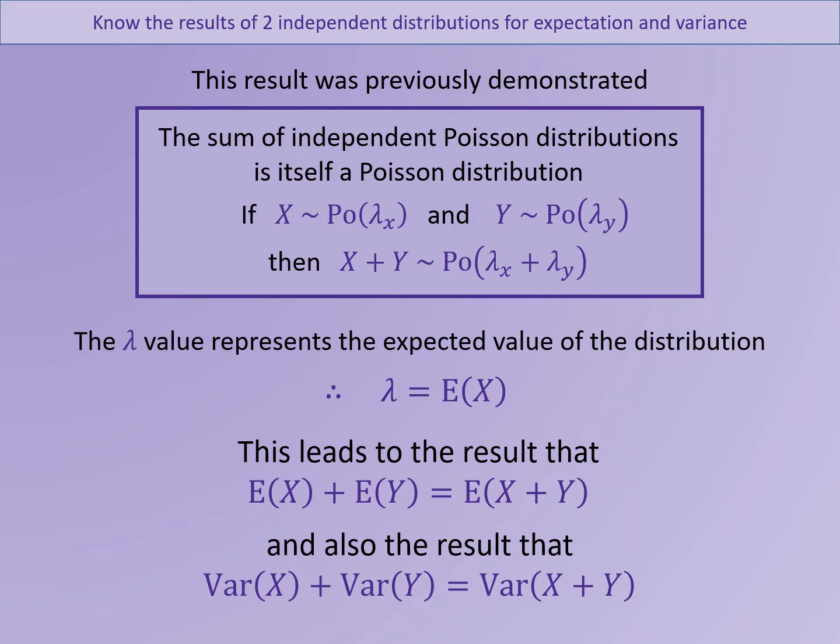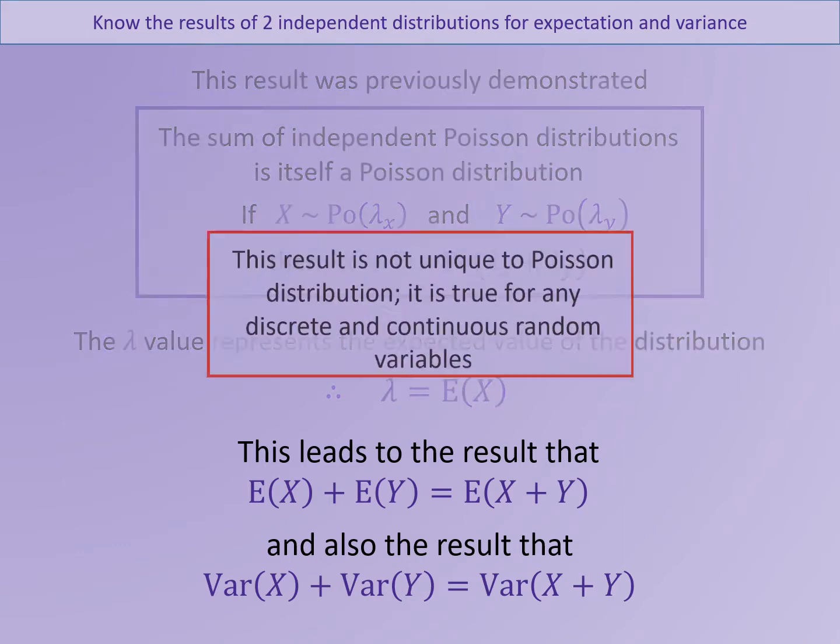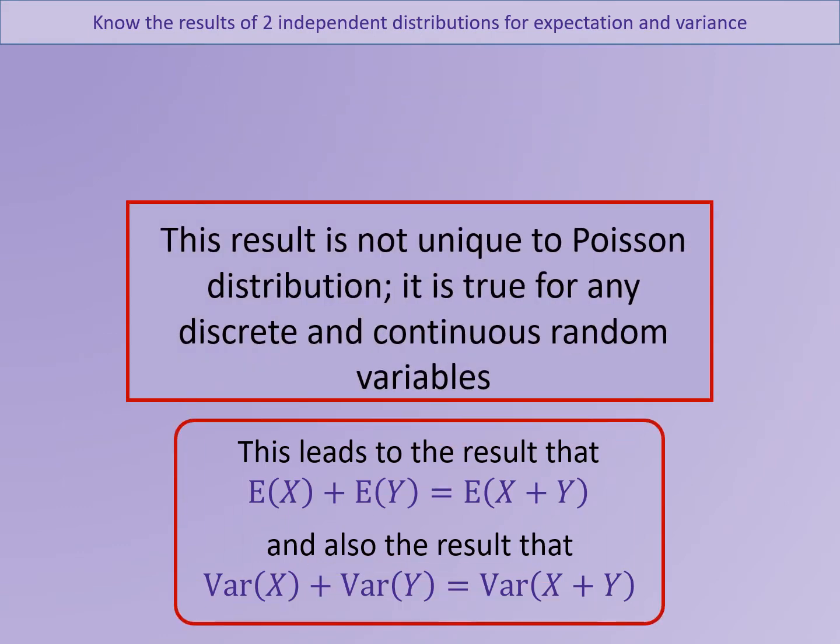We can also use the result that the variance of X plus the variance of Y is the variance of X plus Y. It turns out this result is not unique to the Poisson distribution, and it's actually true for any independent, discrete or continuous random variables. So we can use these two results in calculations.